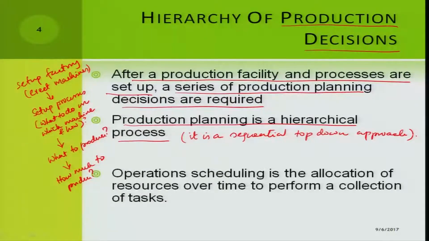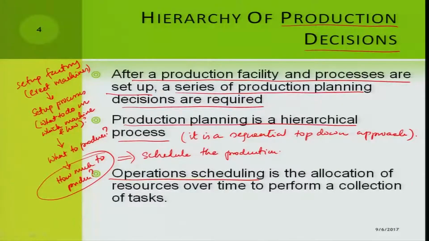Then there is another aspect: when you decide how much to produce, then you have to schedule the production. Here we use the concept of operation scheduling. Scheduling the production means you have to decide which machine will produce how much at what time. That is typically called operation scheduling. Operation scheduling is the allocation of resources over time to perform a collection of tasks.